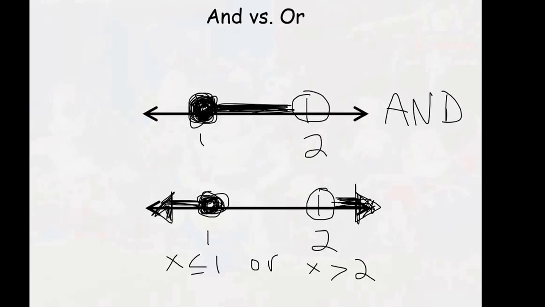And in general, the ors look like this, where they're pointing in opposite directions. So notice the difference. The and, the solutions are in the middle because they satisfy both conditions, versus the or, you can't satisfy both conditions, so they point in opposite directions. In general, that's what ors look like.